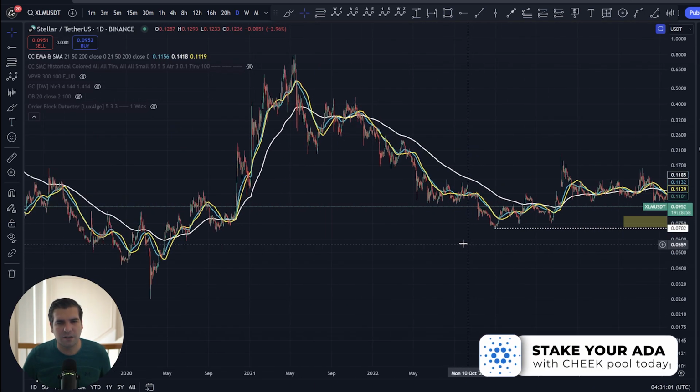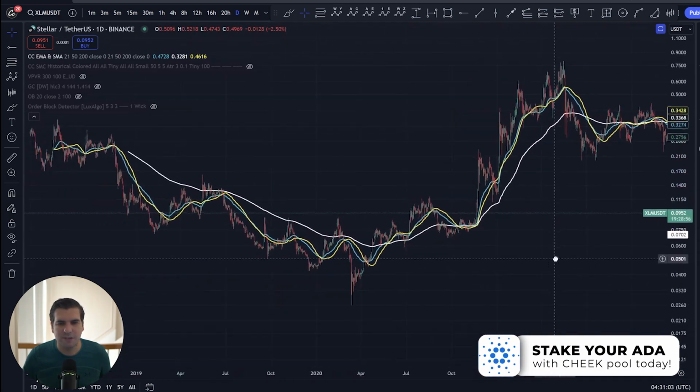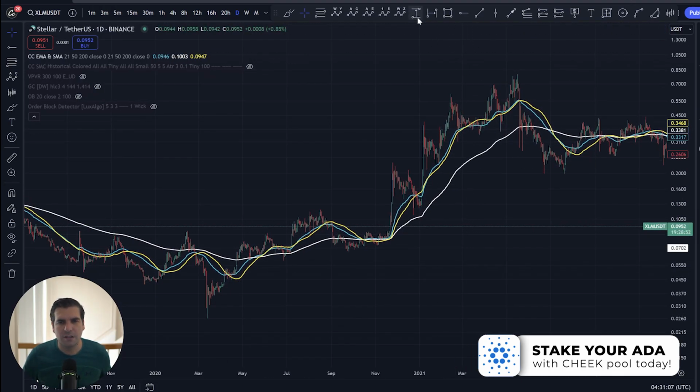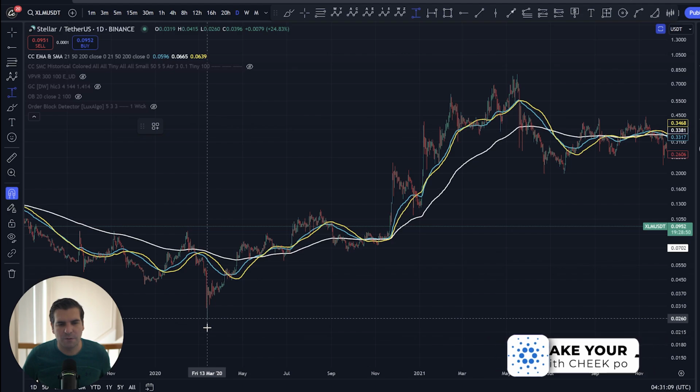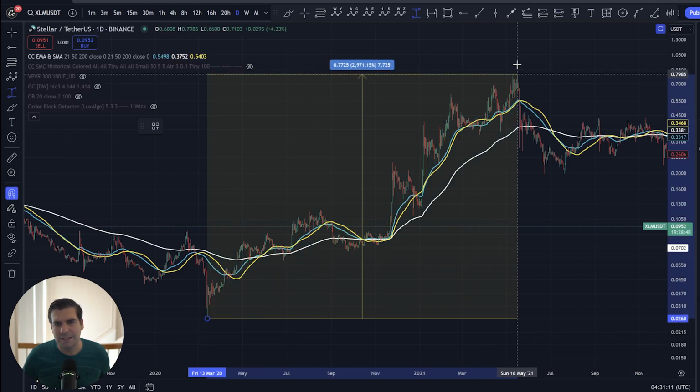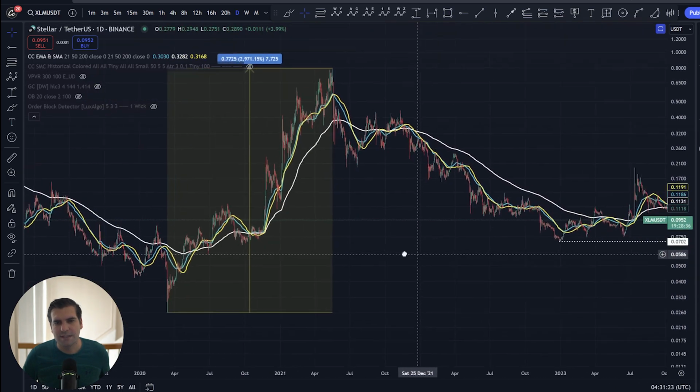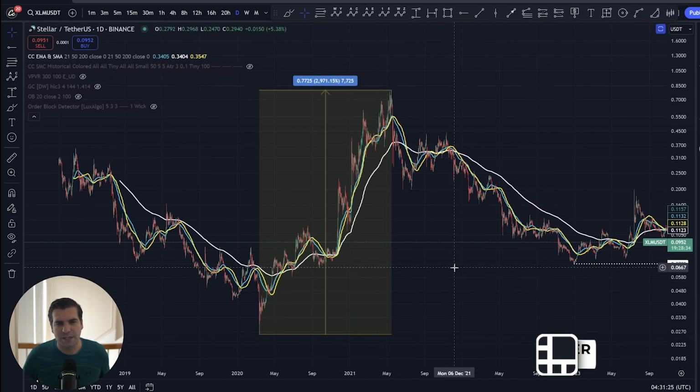Well, taking a look at our structures here, we can see some really good things happening back in 2020 and 2021. Okay, so we did see a lot of growth here, coming from the lows of March 2020 all the way up to those highs back in May of 2021. This was a 2,971% move, where we did see XLM move up to 79.85 cents. Since then, we obviously have had a bit of a pull to the downside.